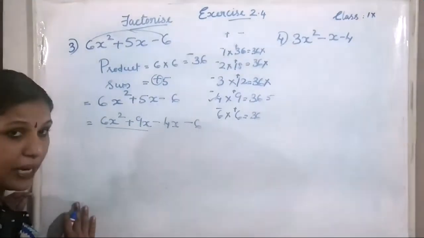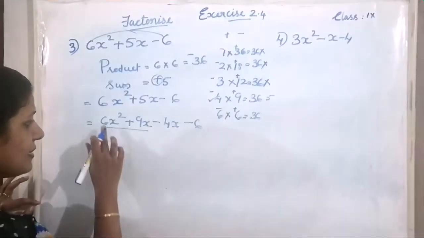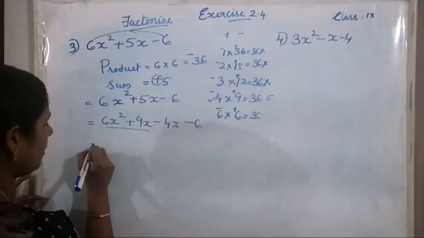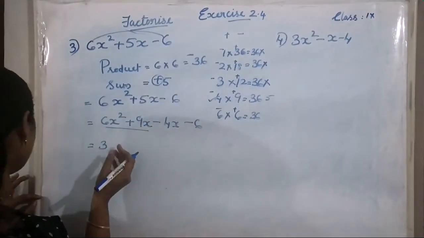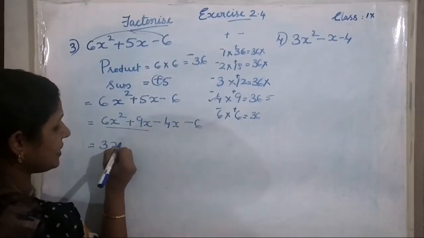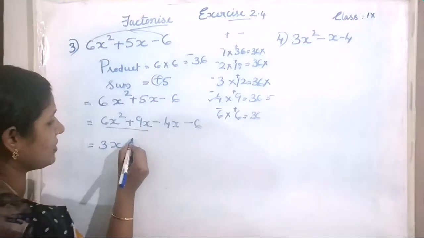Considering this first part, which numbers are common? 6 and 9. 3 is common, isn't it? So we take 3 outside. And here x square, x is common, so we take x out also.